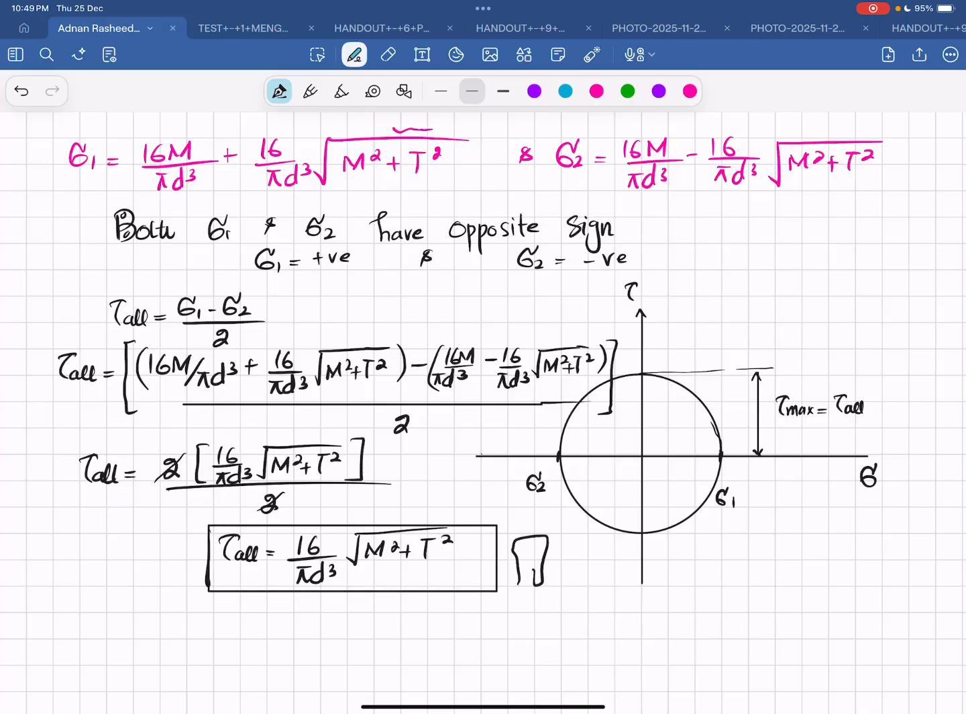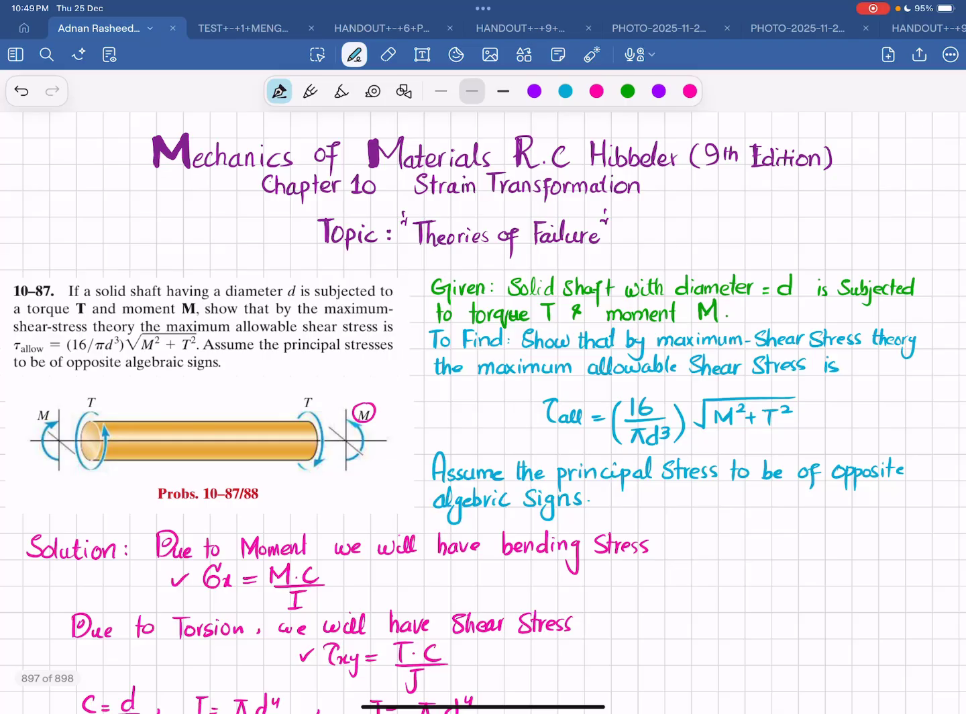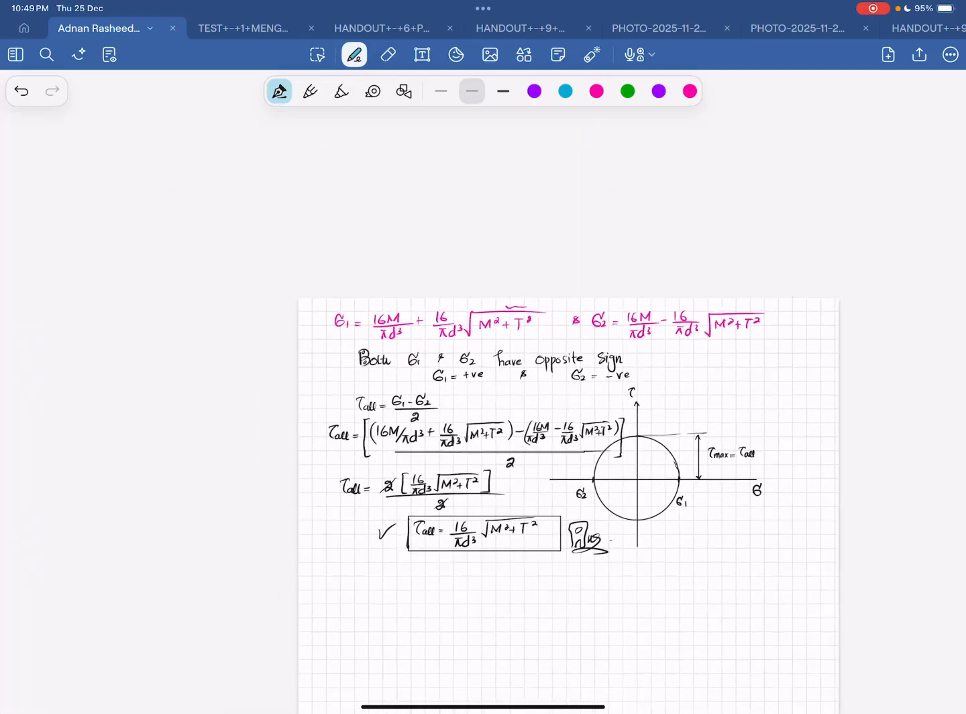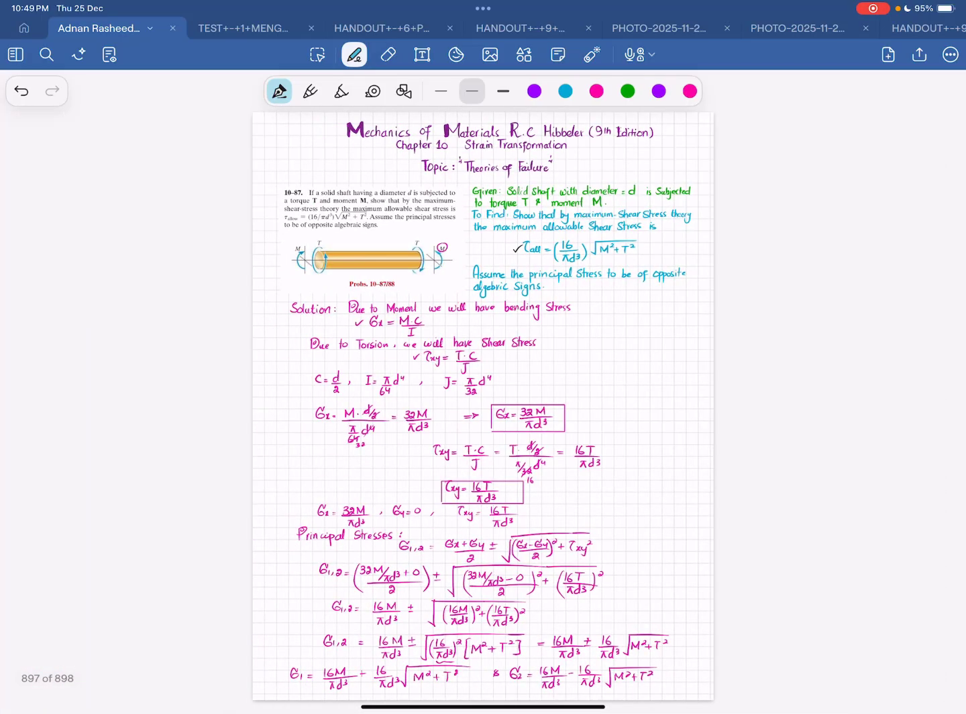And we will check whether we have proved it or not. So I have to compare, you have to remember this. You can see we have been asked to show that the allowable shear stress is 16 over pi d cube into the root of m square plus t square. So you can compare these two values. And this was all about this problem 10-87.